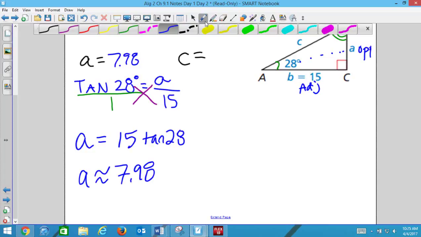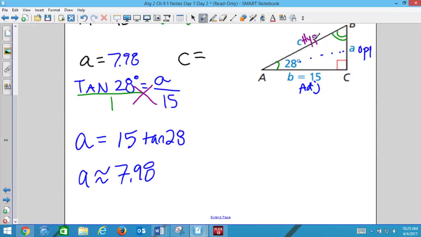Okay, then we have to find C. So we're going to look at C and say C is the hypotenuse. And then you're going to use the side that they gave you. You're not going to use the side you just found. We're going to use the side they gave you. Use adjacent. So we're using adjacent and hypotenuse. Which trigonometric ratio is that? Cosine. Cosine of 28 is equal to the adjacent 15 over the hypotenuse, lowercase c.